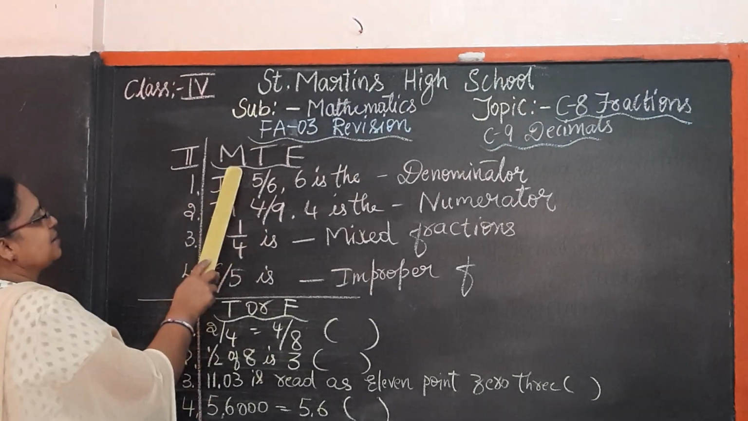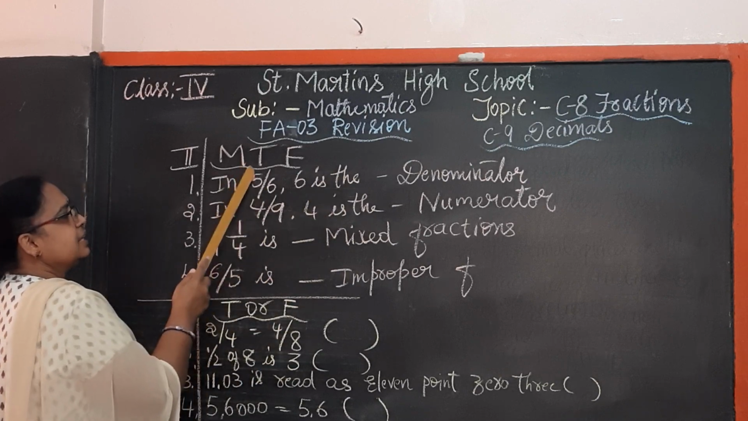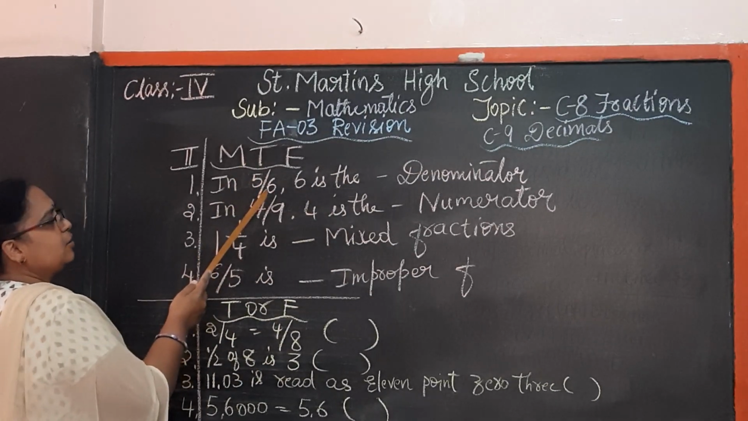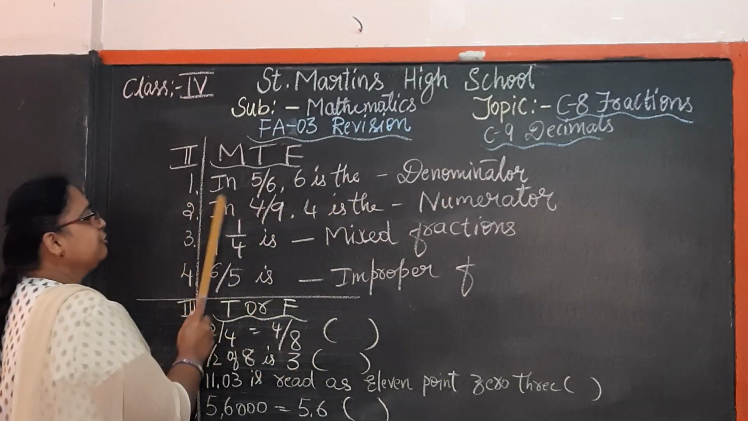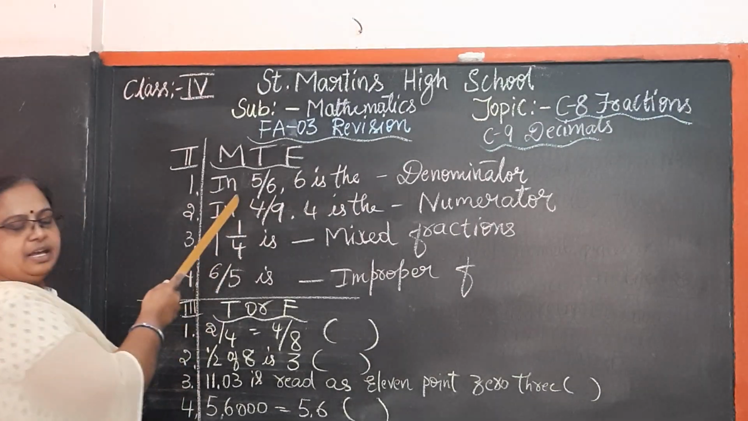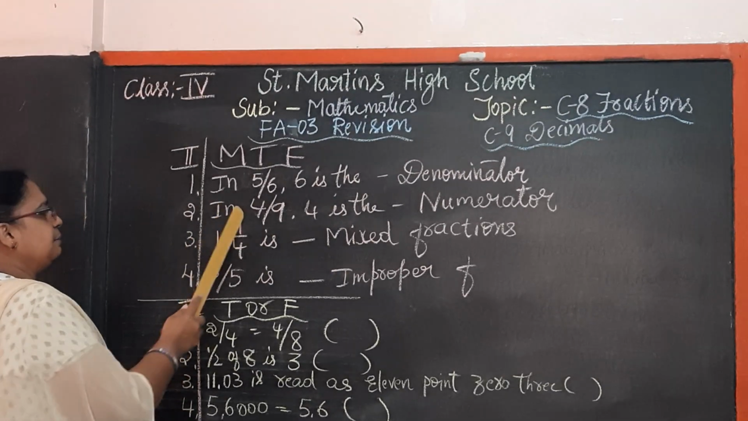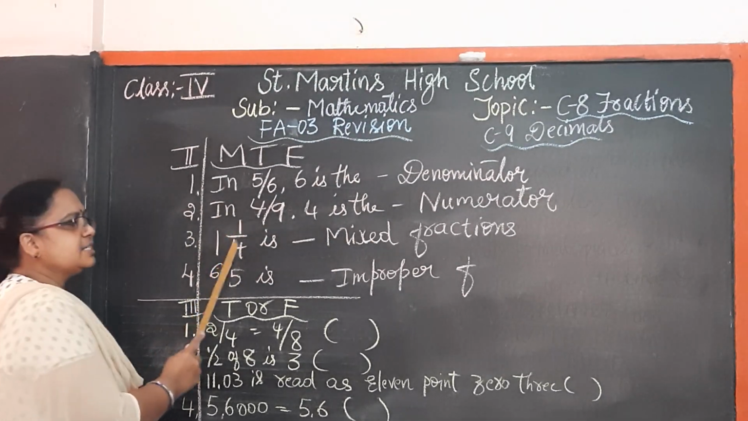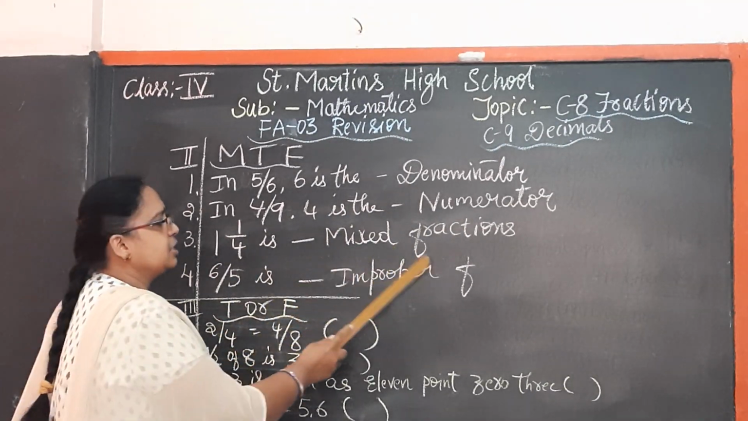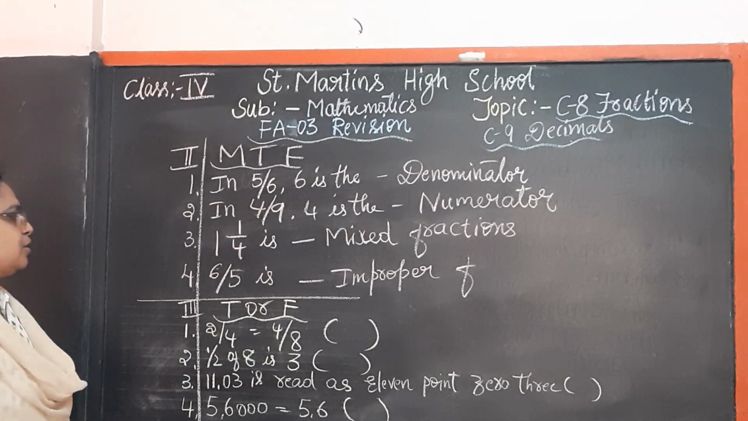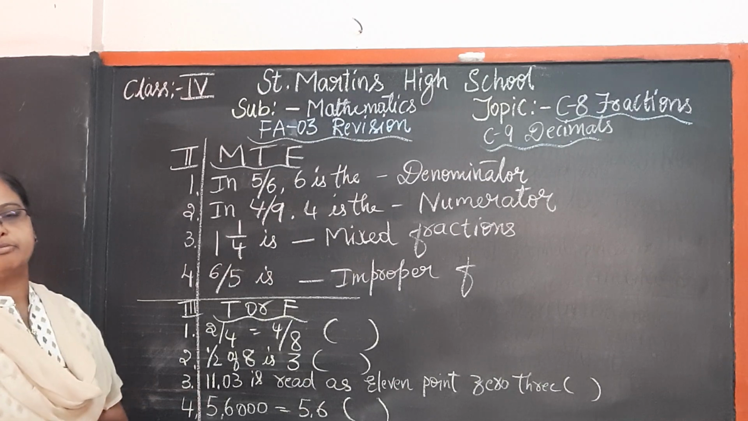Yes, children, the next one is match the following. In 5 by 6, 6 is called what, children? The upper number we call the numerator, the below number we call the denominator. So 6 is the denominator. And 4 by 9, 4 is the numerator. See, 4 is in the upper place, is it not? So we call it the numerator. This 1 by 4, what fraction is this? It is a mixed fraction. Yes, 6 by 5 is what fraction? Improper fraction. Why do we call it an improper fraction, children? Because the numerator is greater than the denominator. That we call an improper fraction.